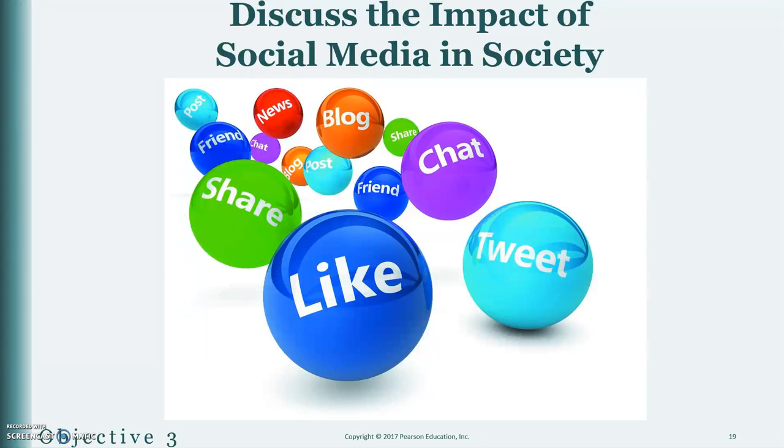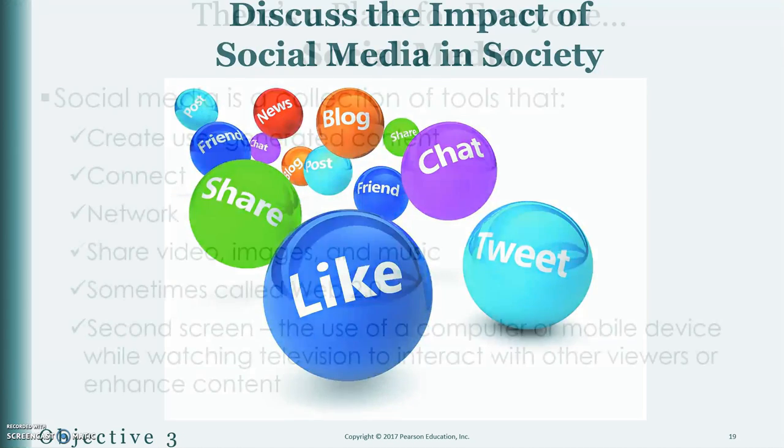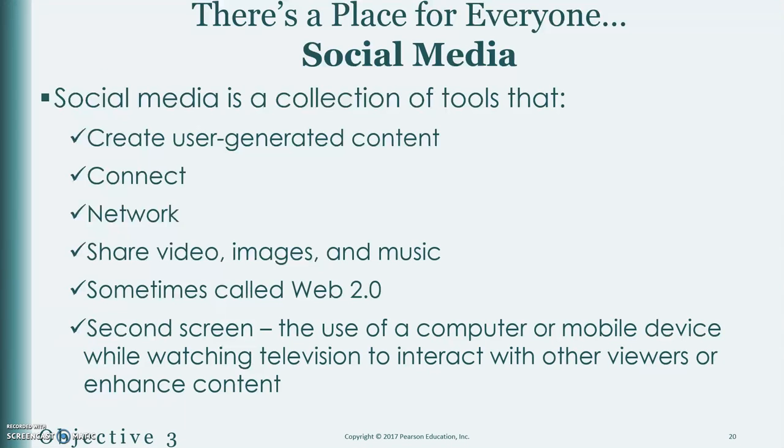So let's look at the impact of social media in society. Social media is a collection of tools that enable users to create user-generated content. It also enables us to connect, to network, and to share pictures, videos, music, our thoughts, right? Social media is new technology that has emerged, and it's sometimes referred to as Web 2.0. Categories of social media are social network sites, and video, image, and music sites.